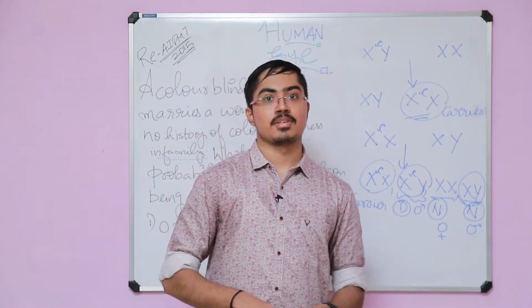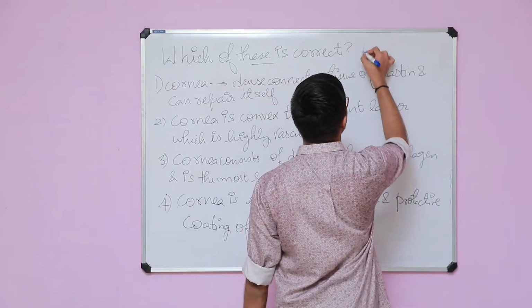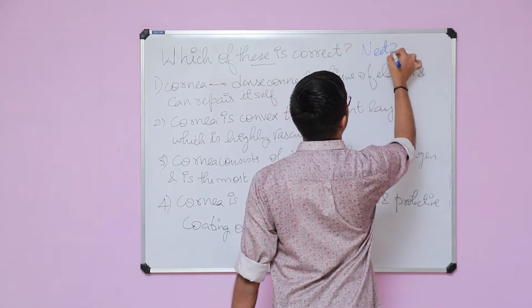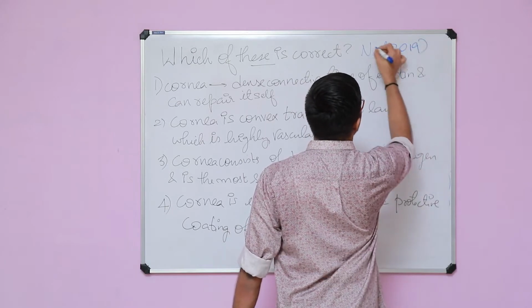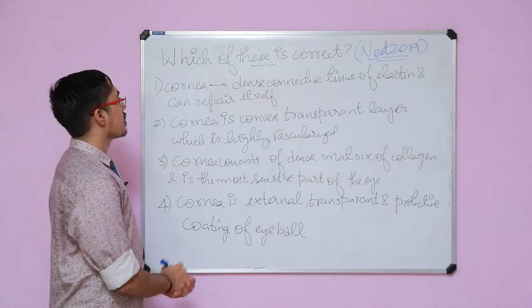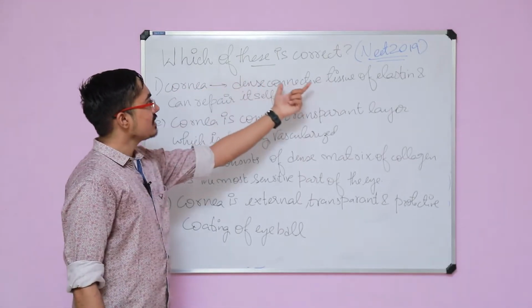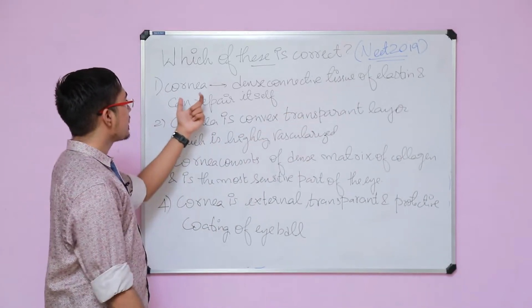So let's proceed to the next question. This is the next question that we have. This is taken from the exam NEET 2019. They are asking a question about the structure of the cornea. So which of these is correct? Cornea is made up of dense connective tissue of elastin and can repair itself.